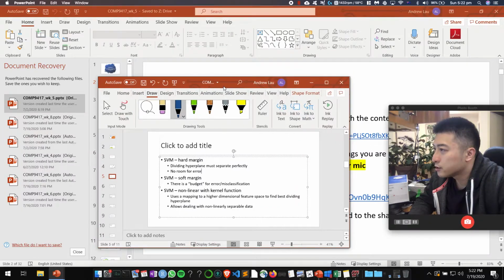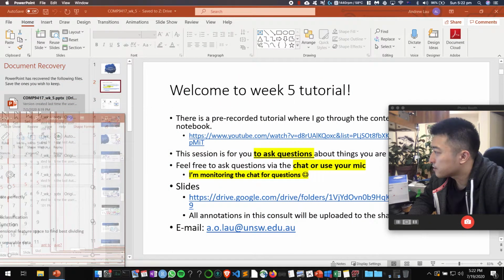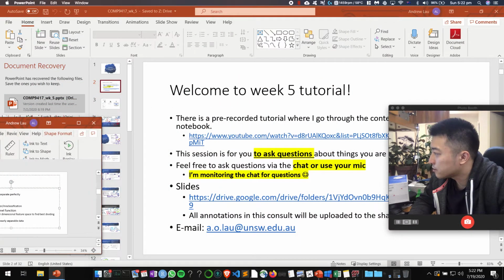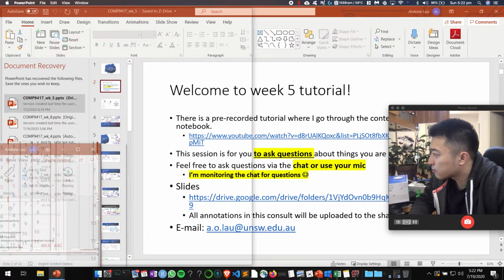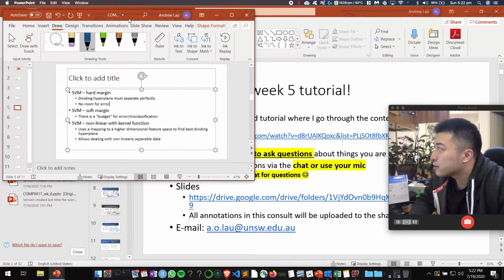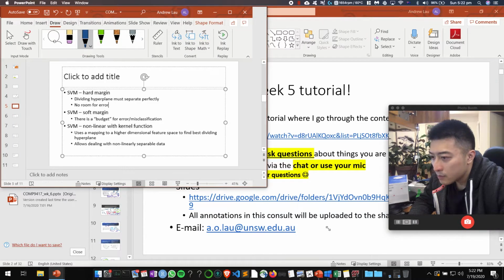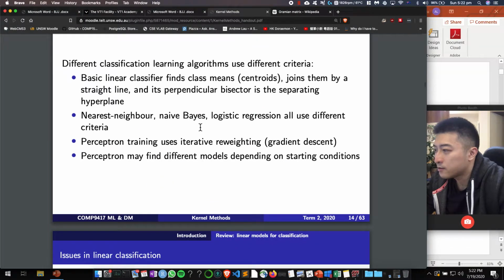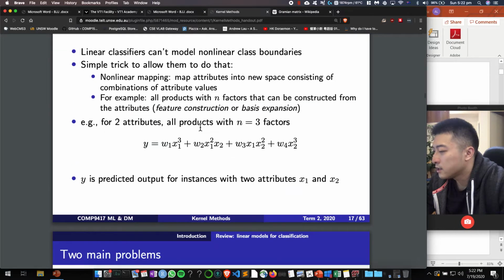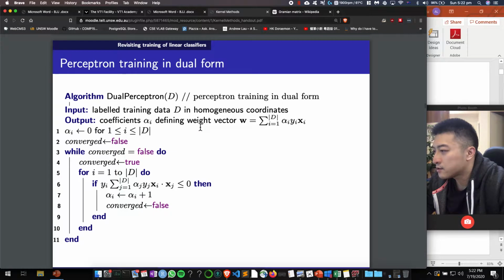The next advancement on your support vector machine would be the support vector machine with the soft margin. Now, what do I mean by soft margin? Soft margin basically means there's a slack variable. There's a bit of a budget for error. Things don't have to be perfectly linearly separable.